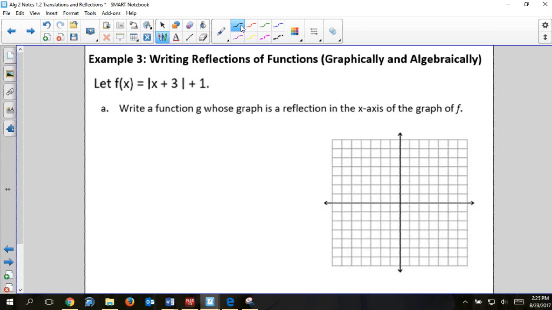What's absolute value look like? You just yell it out. It's a V! It's a V, right. Absolute value is a V.